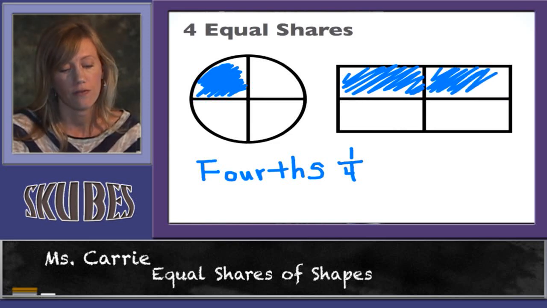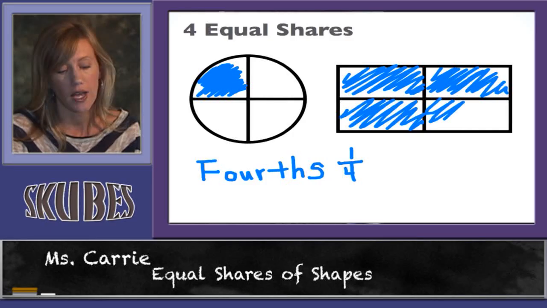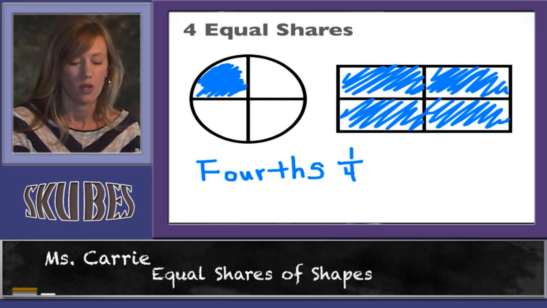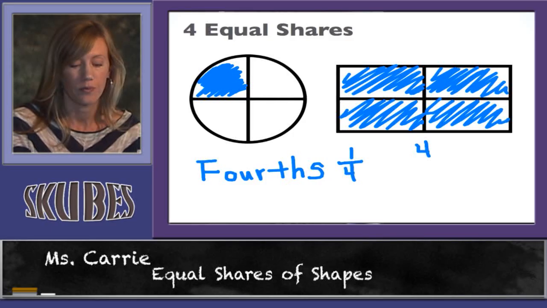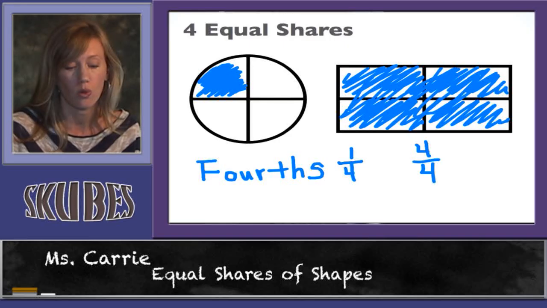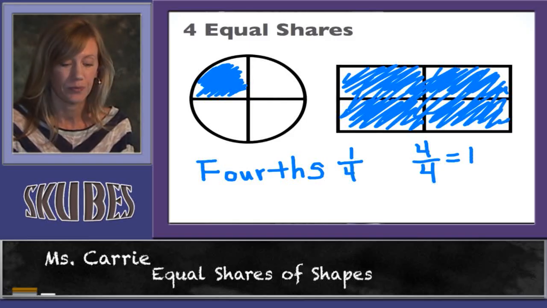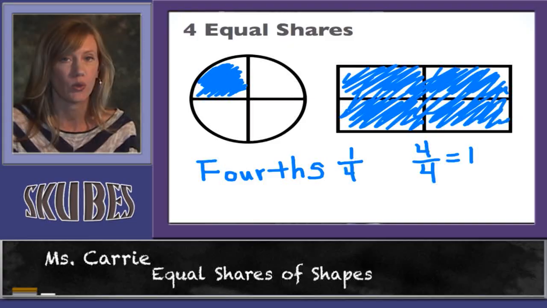Now let's color in all of these pieces. We're going to color in 4 parts of the 4 pieces that it was divided into. So our 4 would go on the top. Out of, we colored 4 out of the 4. It's the same thing as the whole rectangle, which is equal to 1. That concludes our lesson today on equal shares.